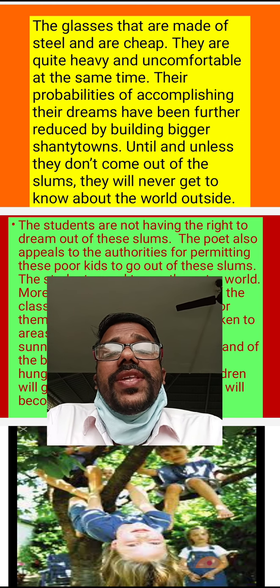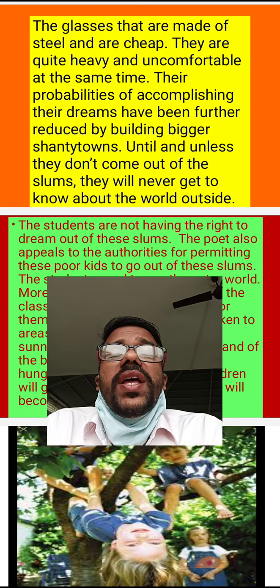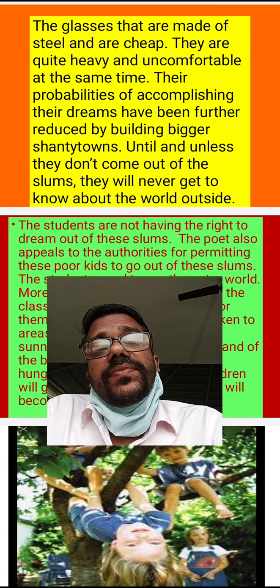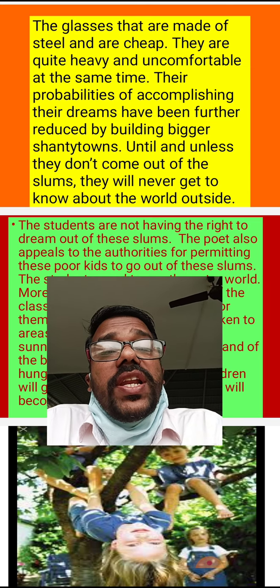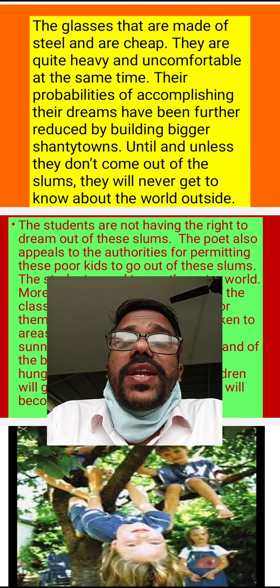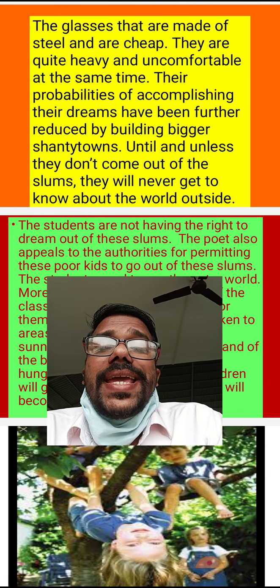Until and unless they come out of the slums, they will never get to know about the world outside. The outer world is developing so much, but they do not have any facility to experience that development. For that, they need to come out from their slum areas.